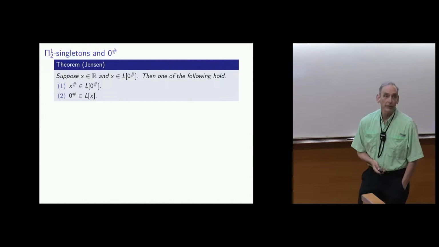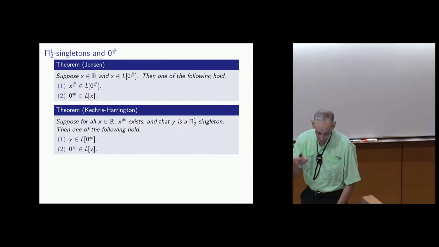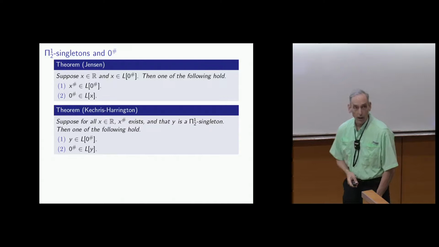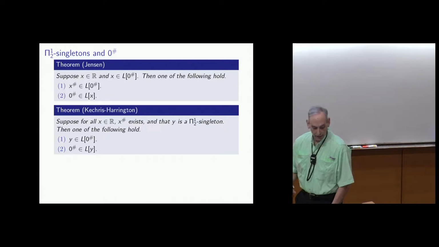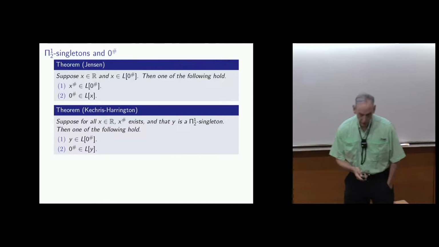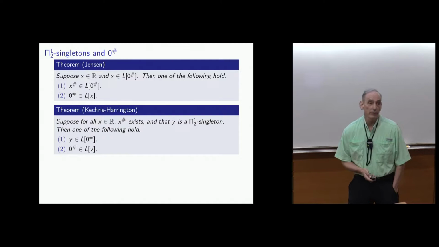Now, Kechris and Harrington, now we're going to analyze pi 1-2 singletons. Suppose for all reals X sharp exists and that Y is a pi 1-2 singleton, then either Y is in L of 0 sharp or 0 sharp is in L of Y. So if you look at the pi 1-2 singletons, they're all comparable with 0 sharp. 0 sharp is a pi 1-2 singleton. A pi 1-2 singleton is a real such that the singleton set of that real is a pi 1-2 set, light face. So zero sharp is an analog of zero jump.